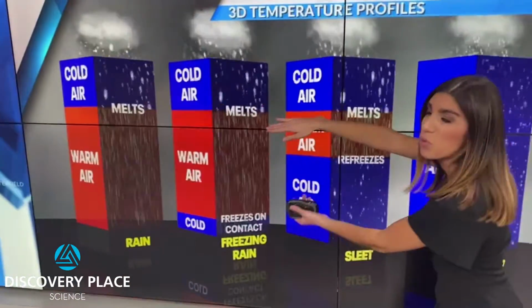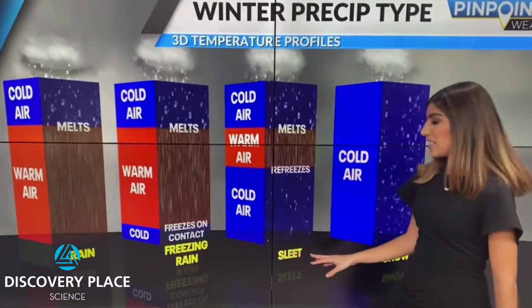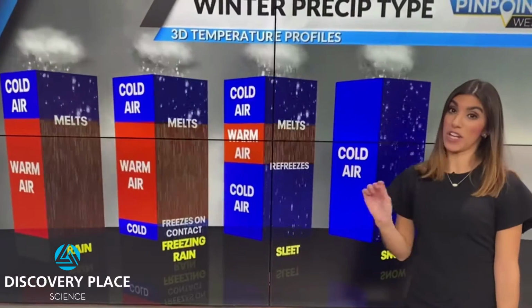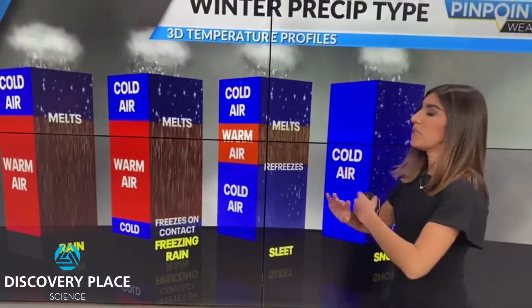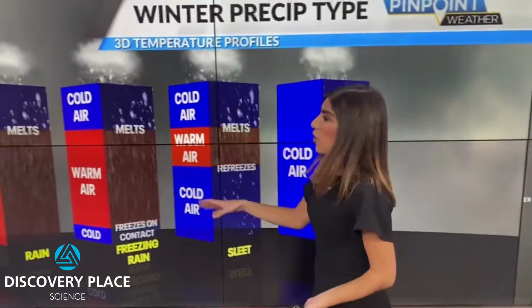So again, we have to think of this as 3D columns of air, all cold, all warm, and then a big area of warm air and a small area of warm air, and that's the difference between freezing rain and sleet. Now these lines are really fragile. I mean, we're talking 2 to 3 to 4 degrees difference can mean a totally different type of precipitation, from sleet to snow to freezing rain.